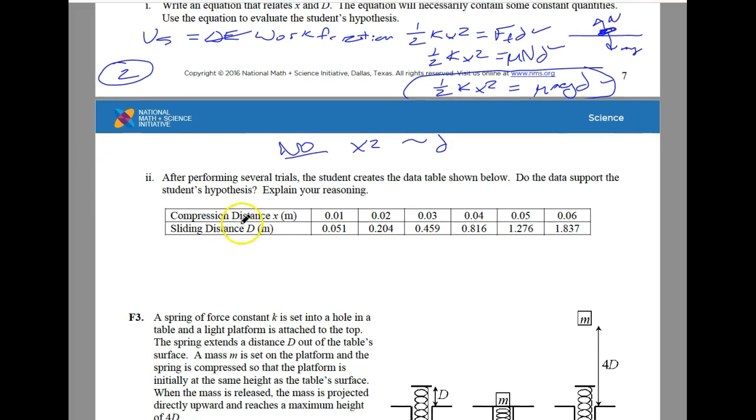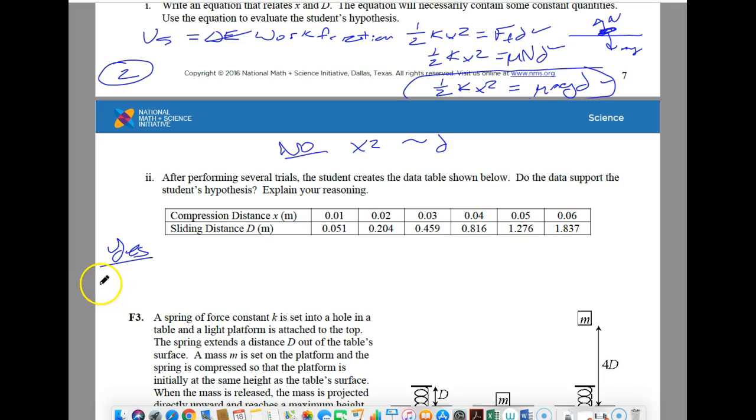Let's go ahead and check out letter I. In I, this student is performing the lab, and they get the data that you see there. And they want to know, do the data support the student's hypothesis? The best answer here should be no. Yes, you could say yes if you wanted to, but then all you can say is that the compression distance increases the sliding distance. But your better answer here is no.